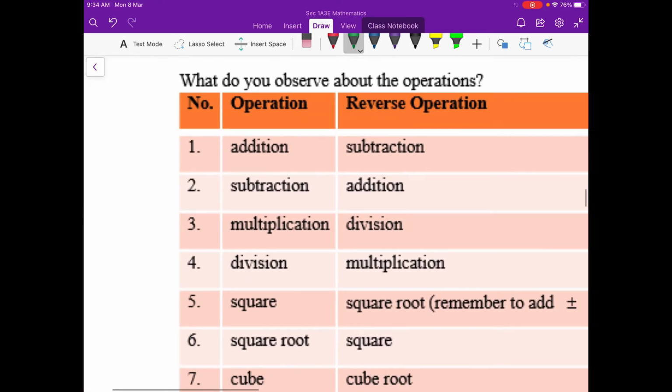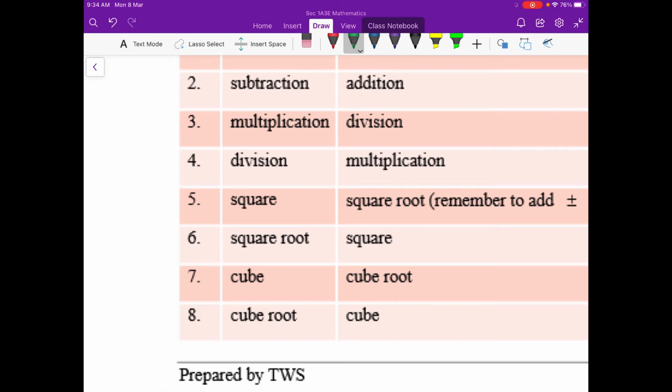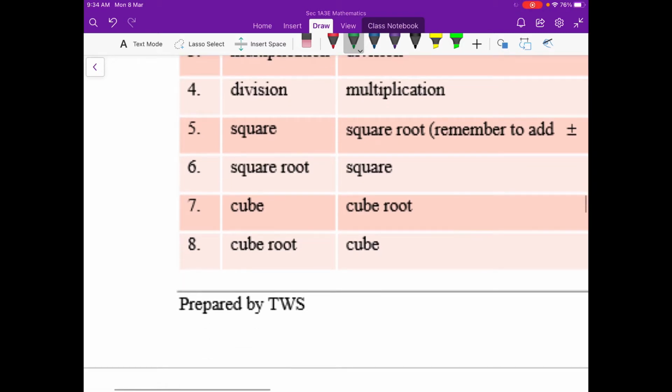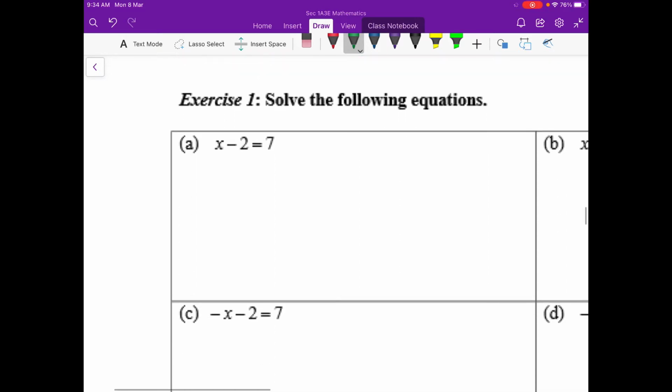So obviously, the opposite of your subtraction will be your addition, multiply, divide, divide, multiply. If you have a square on one side, for example, x squared equals 25. Then what is x? So you need to reverse it. You reverse by taking the square root. So square root of 25. So likewise for the rest, point number 6, 7 and 8, self-explanatory. Okay, then let's get started.